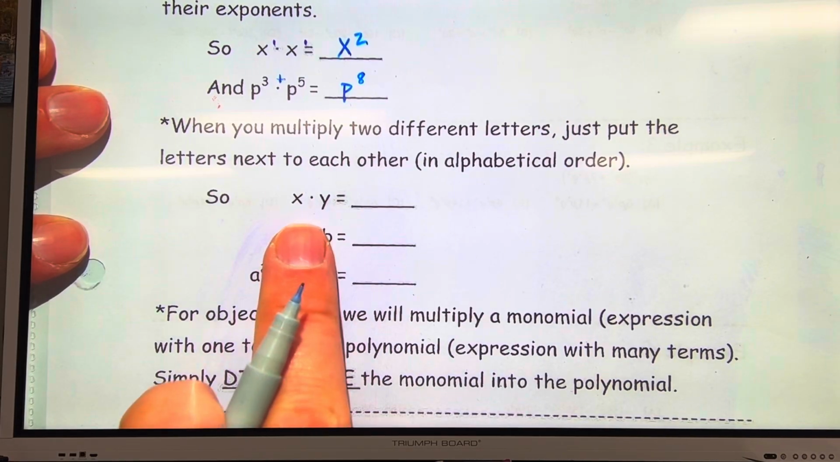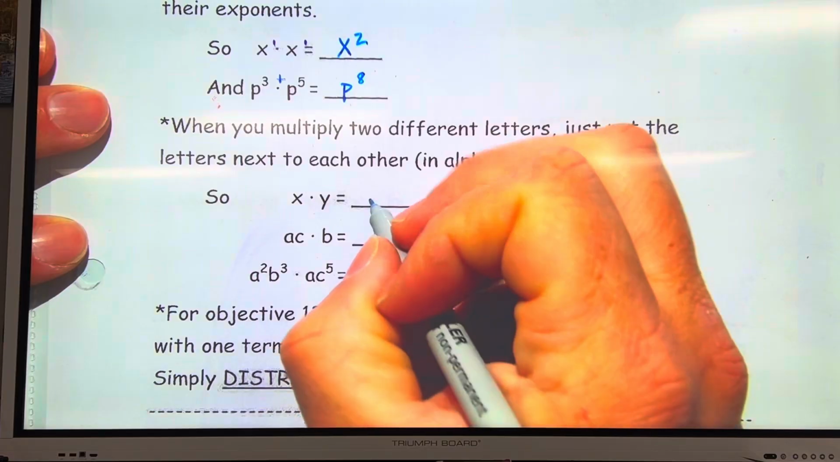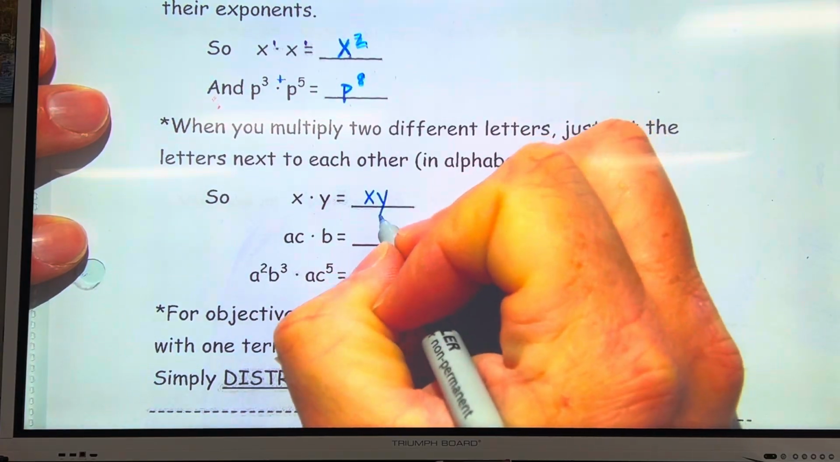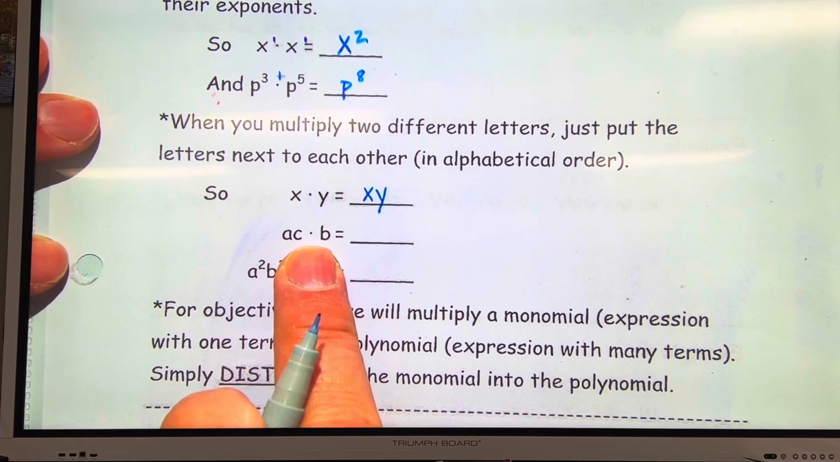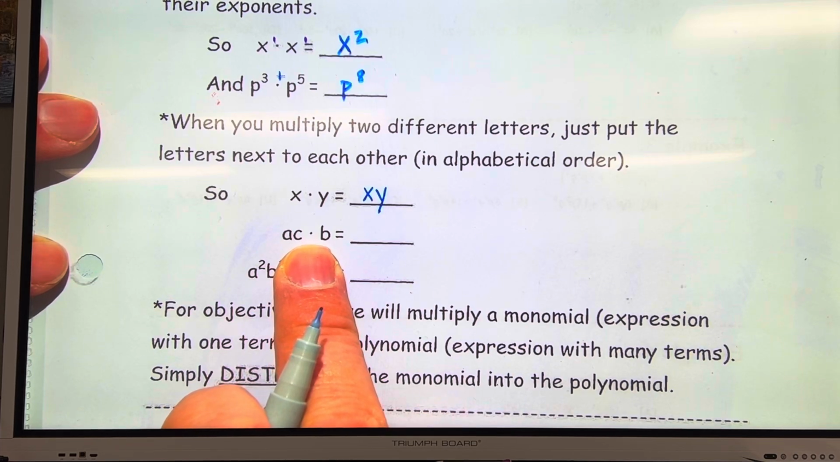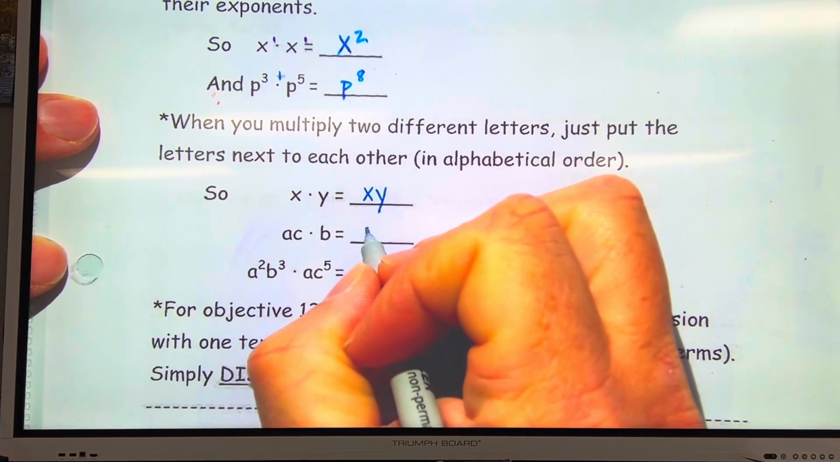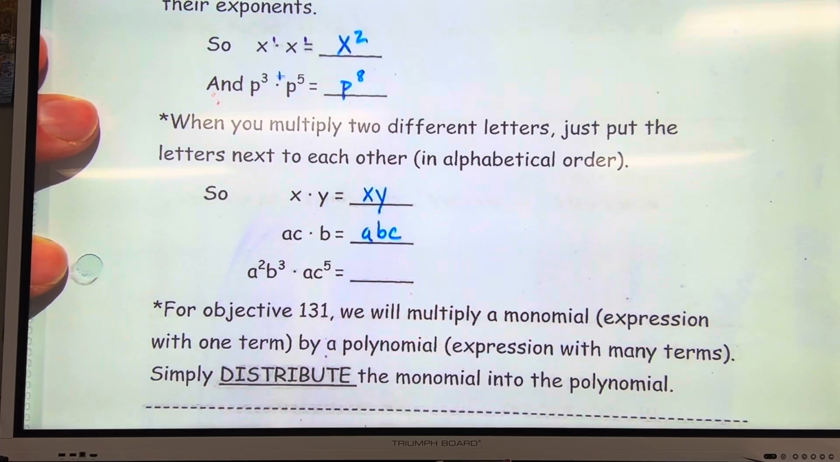So these are already in alphabetical order, X, Y, Z, right? So you have X, Y. We're just going to eliminate the little dot between them. That's real simple. Now here I have AC times B. I think that all of you can figure this one out. What's the answer going to be? Right, A, B, C. So I'm just putting them in alphabetical order.